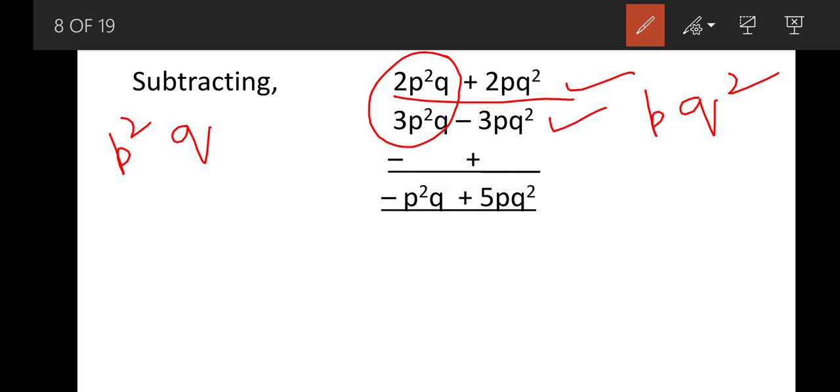Now, as you all know, in subtraction we need to change the sign of each term to be subtracted. So it was plus, so I have written it minus. It was minus, so I have written plus. So after solving, you will be getting minus p square q plus 5p q square.